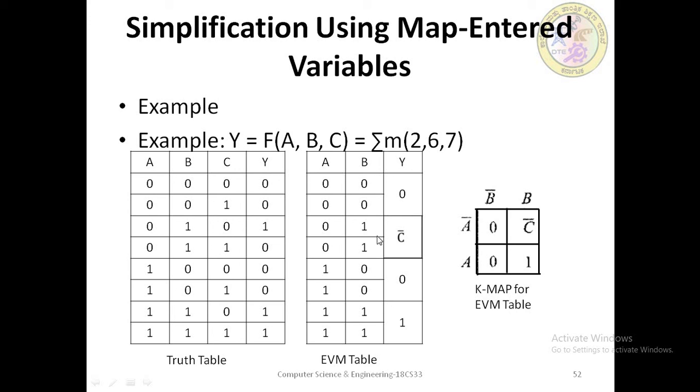Here you can see the 0 0, 0 1, 1 0, and 1 1 states are available. For these conditions we will try to get a result. A and B are the inputs, so we have taken A and B here. For the 0 0 combination we have 0, for the 0 1 combination we have 0, for the 1 0 combination we have C bar, and for the 1 1 combination we have 1. So this is how we build the EVM table.